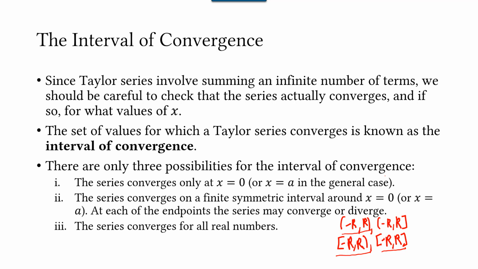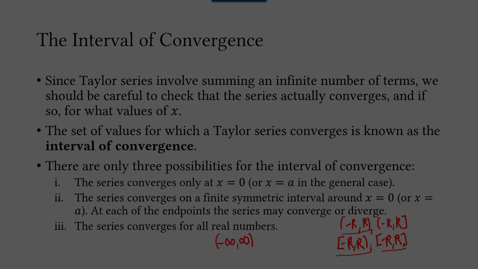Our final possibility for the convergence of a Taylor series is it might actually converge everywhere. This is the best possible case for us. And we can write that as an interval minus infinity to infinity, or it's also just fine to say that the series converges for all real numbers. We'll see in our examples different types of intervals for convergence and how to find them.